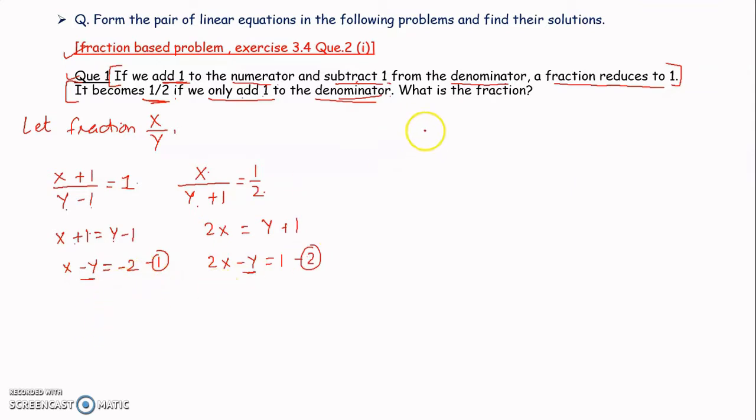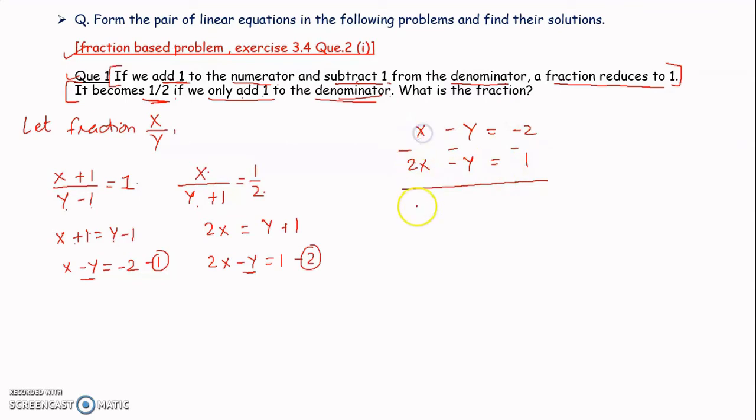Let's see here. Equation number 1: x minus y equal to minus 2. And the second equation: 2x minus y equal to 1. So if you subtract those two equations, minus, minus, minus. If you have any doubt in any of the methods, elimination method, substitution method or cross multiplication method, then you can check my videos. Click on the i button, you can see my video. Okay, so let's do the subtraction of those two equations.